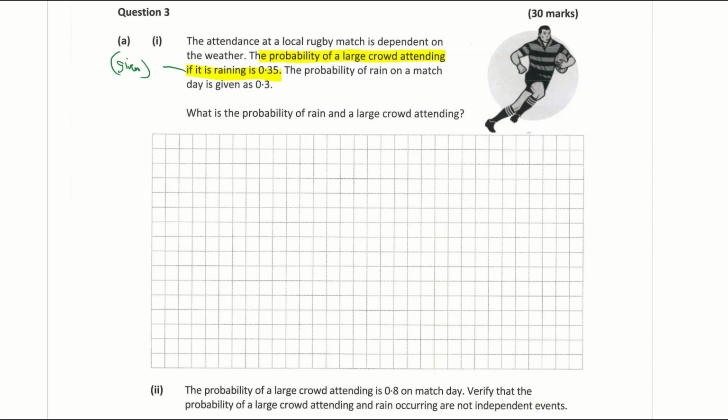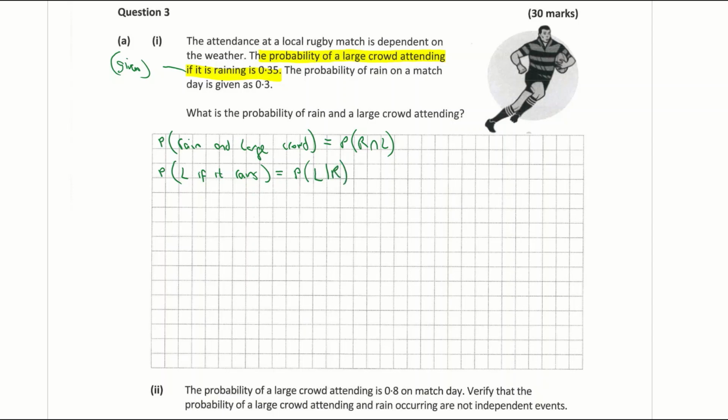So I'm basically going to be looking at conditional probability here for part 1. I'm going to write down some other things that I know. The probability of rain and a large crowd is basically the same as the probability of rain intersecting with large crowd. I'm just writing it mathematically. I also know that the probability of a large crowd if it rains is the same as the probability of large crowd given rain. So that's basically the same thing.